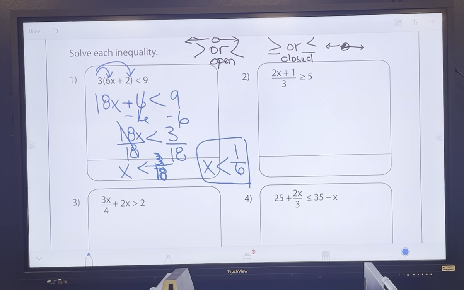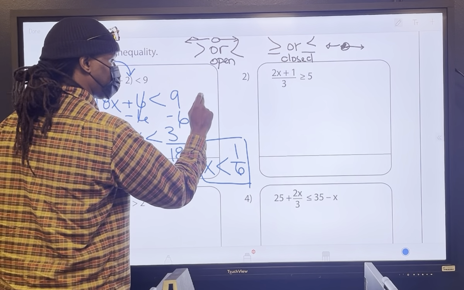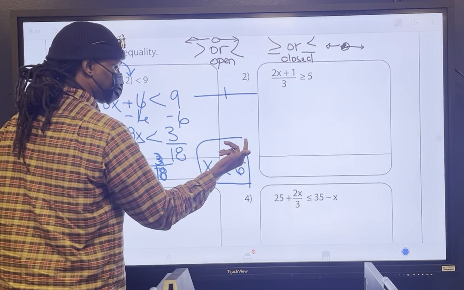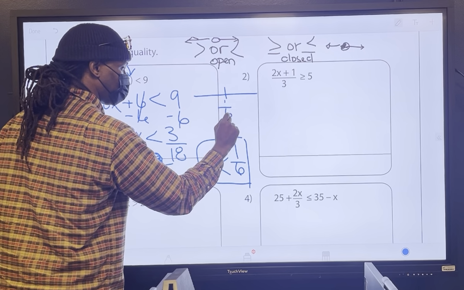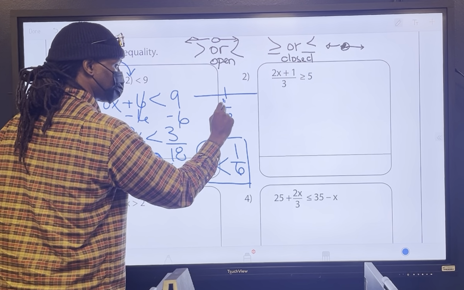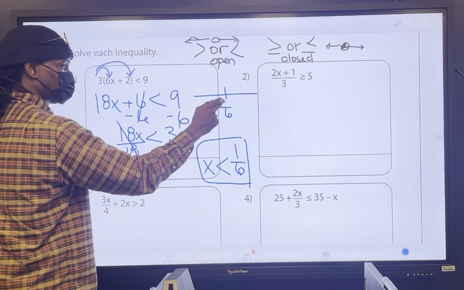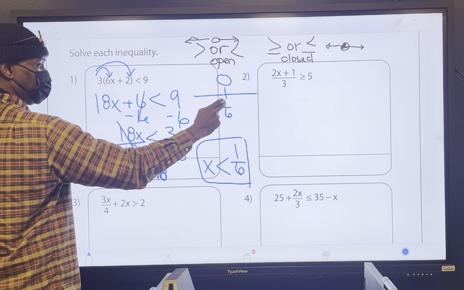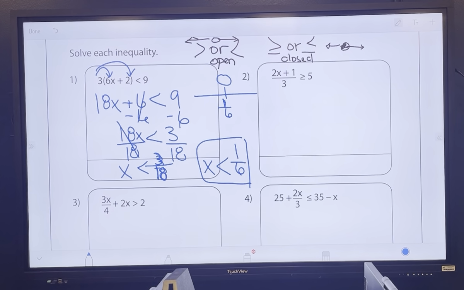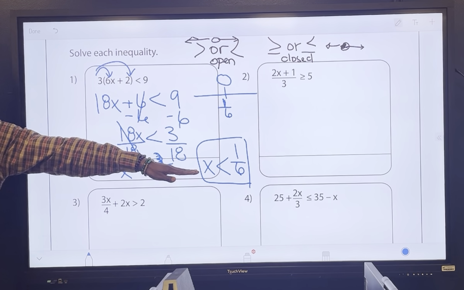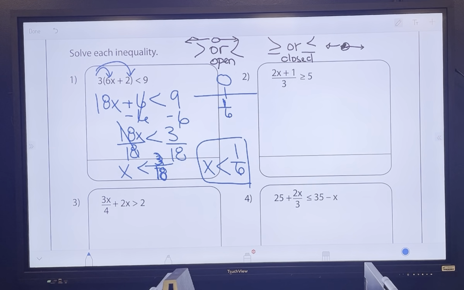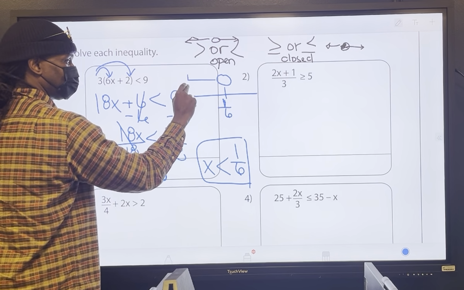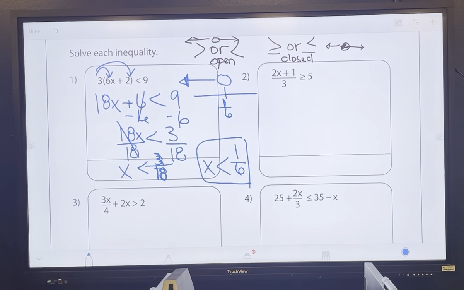Now remember, we gotta try to graph this. All you need to do, you can just present a graph. Give me the fraction of 1 over 6. Clearly I'm an open circle. And which way am I shading here? What is this telling me? Which is that way? Means izquierda or derecha? Left. Left, all right? Because it's all values less than 1 over 6.